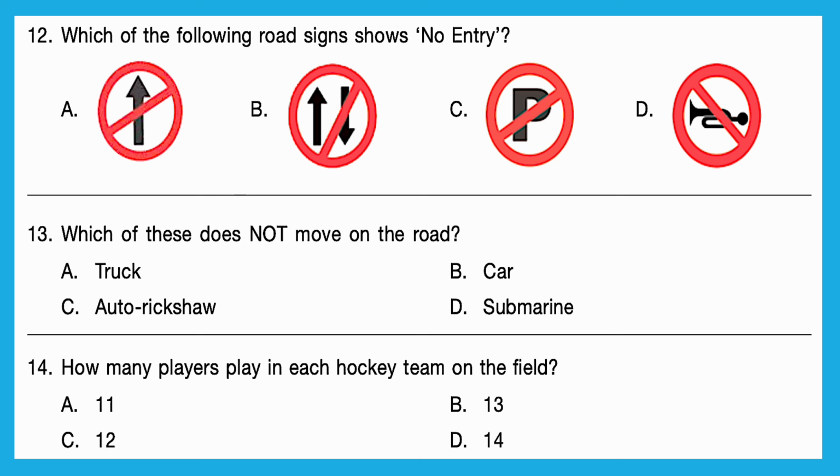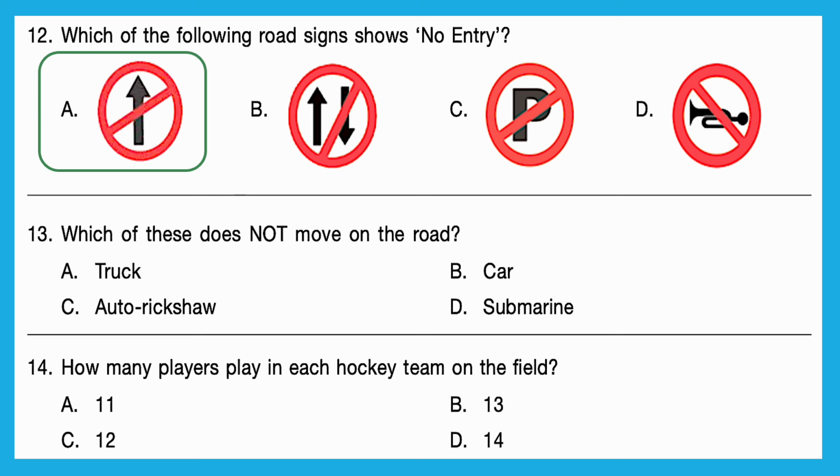Question 12. Which of the following road signs shows no entry? A, B, C or D? The right answer here is option A. It is the no entry sign. B is the one-way entry sign. C is no parking and D is no honking.